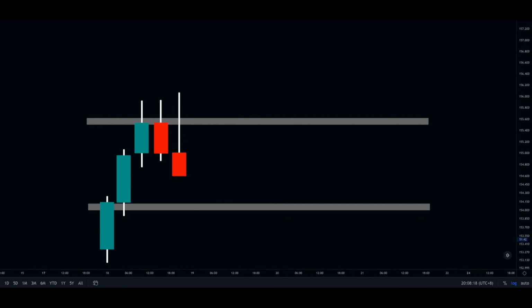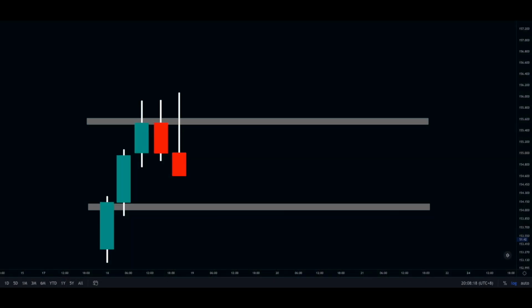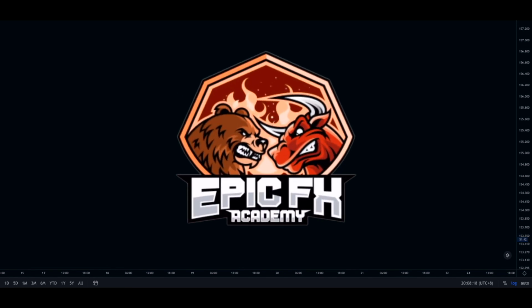As you now understand, the majority of candles have an upper and lower wick. Only after a lower wick has been formed should we consider entering a trade contingent upon the new candle. There are times in this scenario where we can enter the candle and not wait for the bottom wick to form, but in those cases, usually the bottom wick was created on the same candle but a different time frame. This concept is very important because being a successful and profitable trader requires engaging in high probable setups and quality entries that are in your favor.